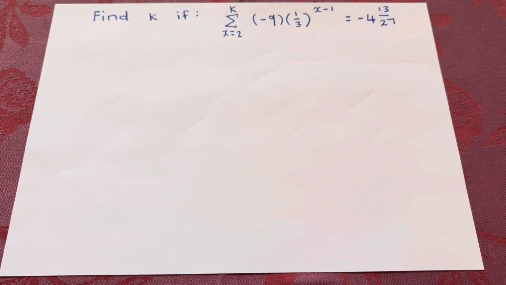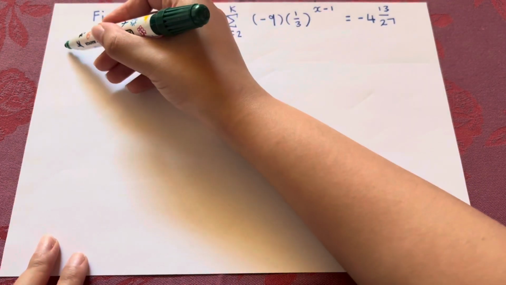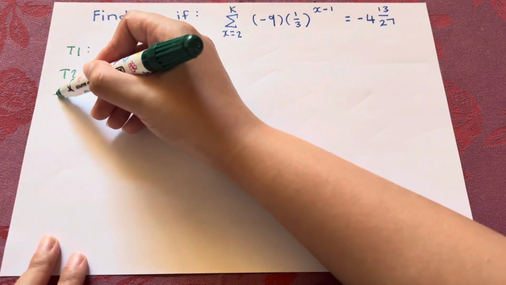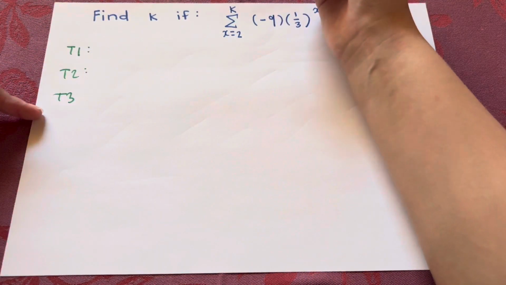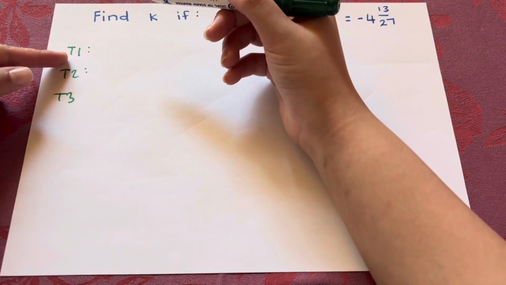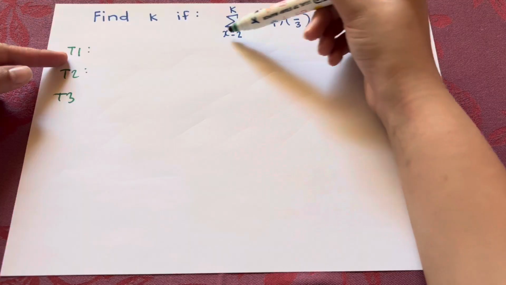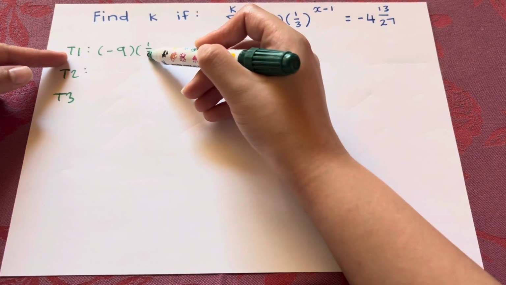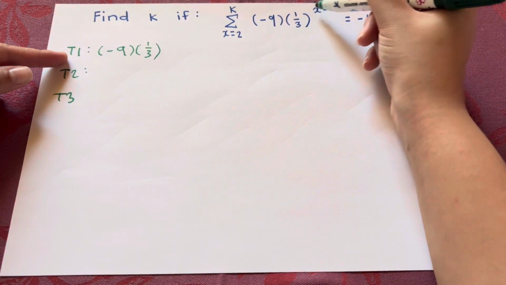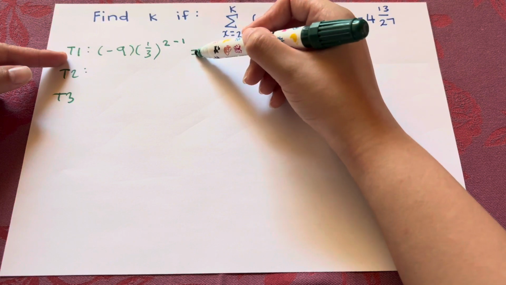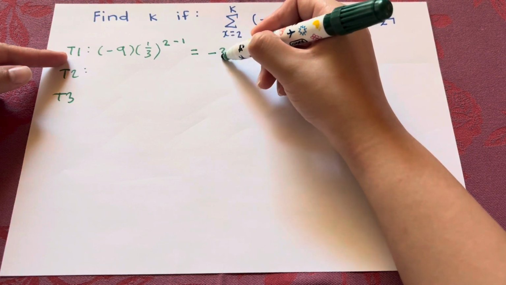To start off, I need to know what my series looks like. Let's start with terms 1, 2, and 3, which we are going to obtain through means of substitution of the values given. So term 1, we are going to plug in the initial value 2. So you have an expression, -9 multiplied by 1 on 3. Now x is now going to be 2. So that's 2 less 1. So the value of this is -3.